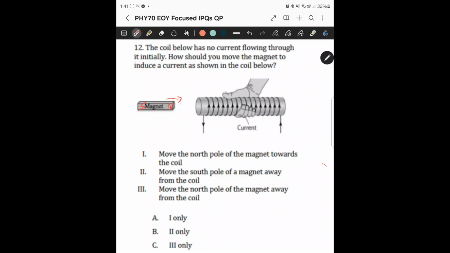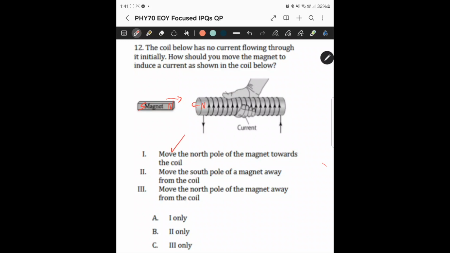If I increase the north coming into the field, this is going to oppose it. It's going to be a north coming out. It wants to repel with this. Because it's entering, getting stronger, it wants to repel. Thumb to the left, and my fingers going up. So moving a north towards it actually does work.